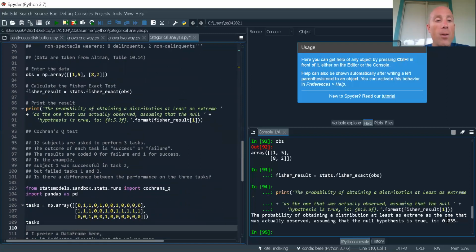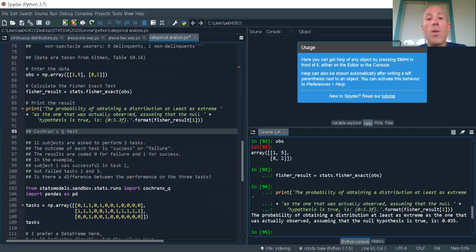All right, next we want to take a look at Cochran's Q test. In this situation, we have multiple subjects and they're going to be evaluated and measured in multiple ways. Think about ice skating, where we have ice skaters going out, and each of the judges has different criteria on what they call good and bad ice skating.